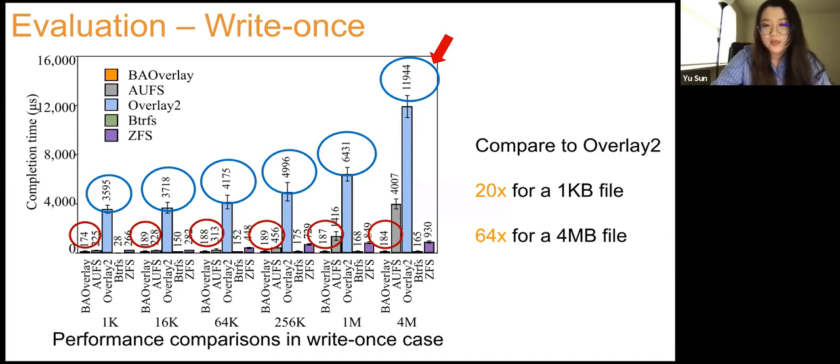When the file size increases to 4 megabytes, the completion time increases to 11,944 microseconds under the traditional overlay 2 file system. While on our solution BA overlay, the completion time is constant at around 170 microseconds. So our evaluation demonstrates that BA overlay successfully improves the I/O performance of both micro benchmarks and real-world applications. Also, it can save storage space compared to the traditional overlay 2 file system. Thanks for listening.